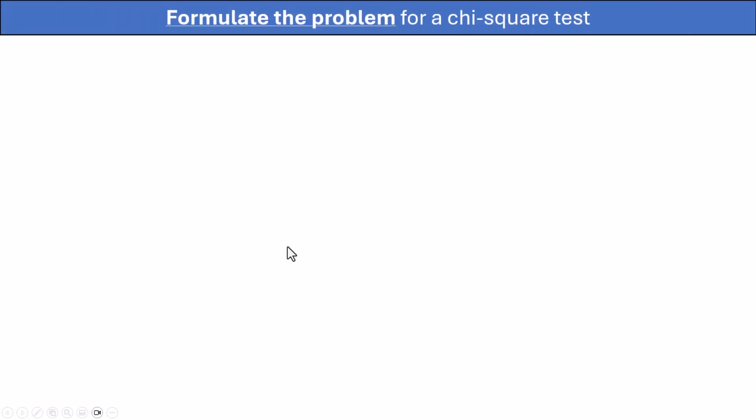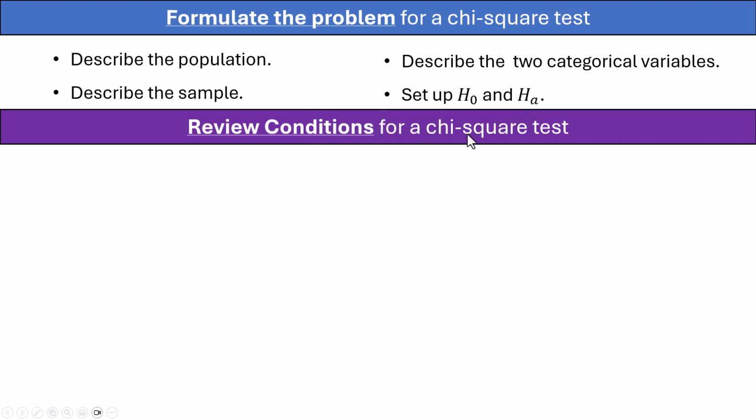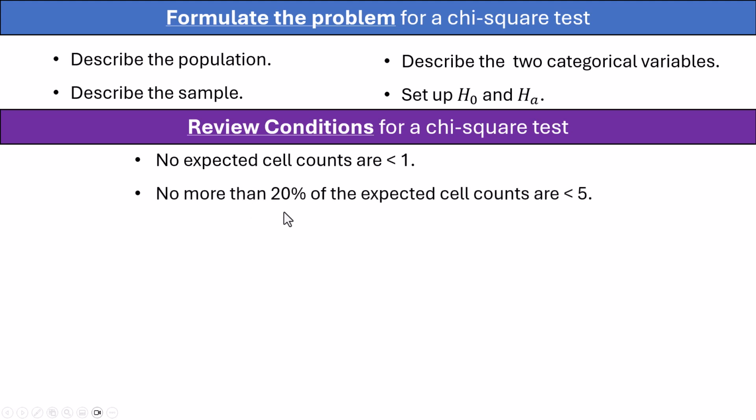If we want to formulate the problem for a chi-square test, we will first describe the population, describe the sample, describe the two categorical variables based on the table, and then set up our null and alternative hypotheses. As for reviewing conditions, something called the expected cell counts has to be calculated, and none of the expected cell counts should be less than 1, and no more than 20% of the expected cell counts are less than 5.